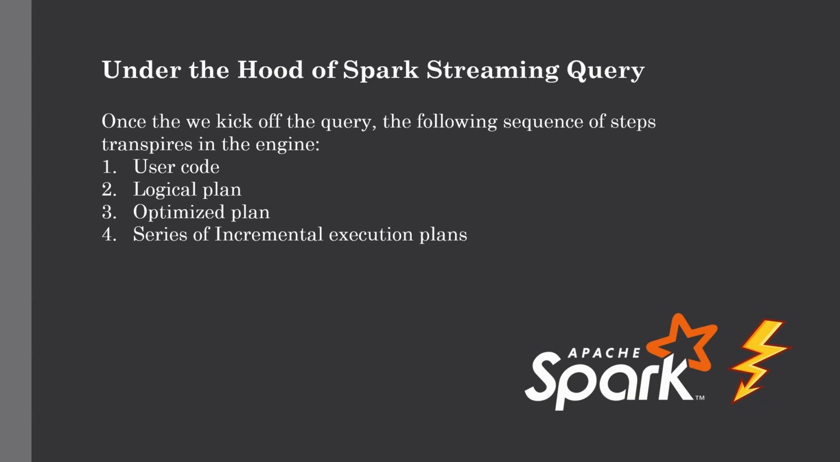Okay, so now let's learn how our Spark streaming jobs get executed under the hood when you submit your streaming query. Once you kick off your job, these are the steps which transpire in the engine. Let's talk about them one by one. The first one is the user code which we submit, then there is a logical plan, then it generates the optimized plan, and there is a series of incremental execution plans. These are the high level steps of our streaming query. But now let's get to the process flow and see how it happens in detail, one by one.